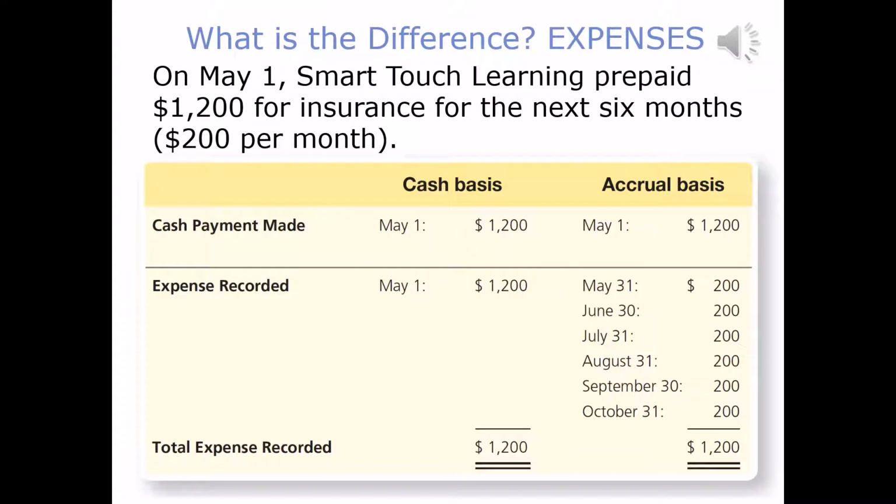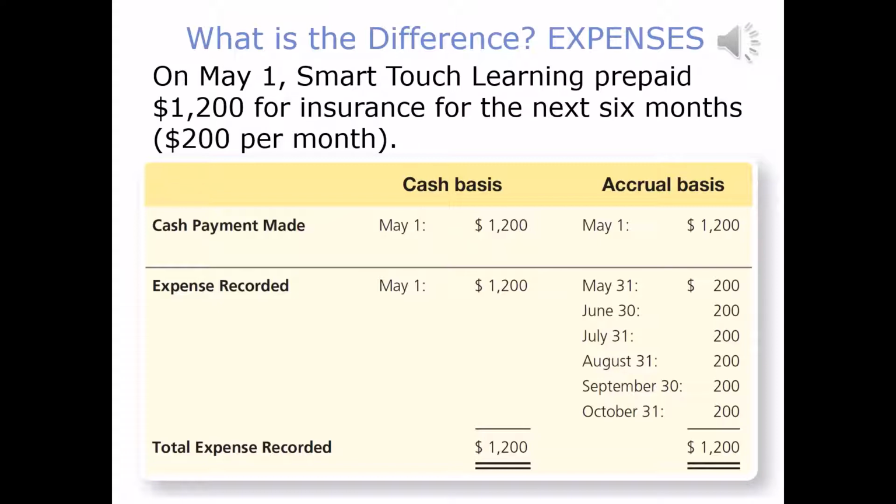Let's look at the difference between a cash basis system and an accrual basis system for expenses. Suppose on May 1, Smart Touch Learning paid $1,200 for insurance for the next 6 months. We often pay insurance ahead of time. Under the cash basis method, Smart Touch Learning would record insurance expense of $1,200 in May. This is because the cash basis method records an expense when cash is paid.